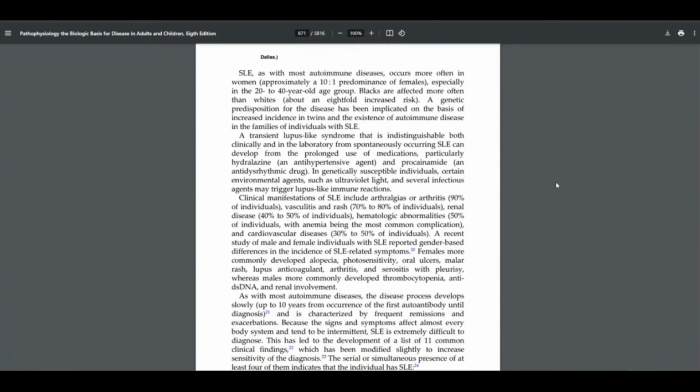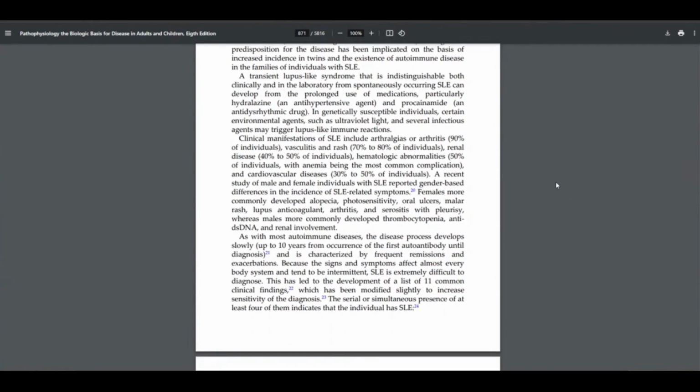Lupus, as with most autoimmune diseases, occurs more often in women, approximately a 10 to 1 predominance of females, especially in the 20 to 40-year-old age group. Blacks are affected more often than whites, about an eightfold increased risk. A genetic predisposition for the disease has been implicated on the basis of increased incidence in twins and the existence of autoimmune disease in the families of individuals with lupus.